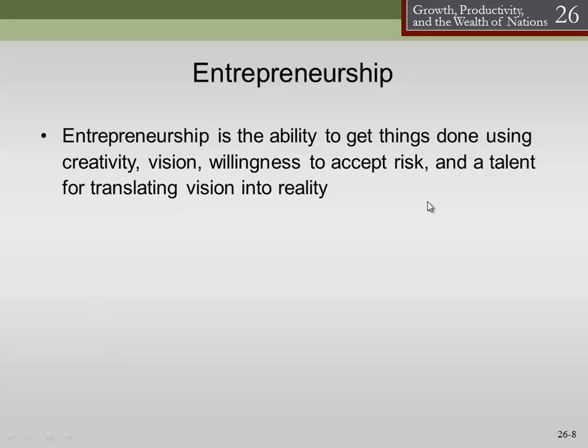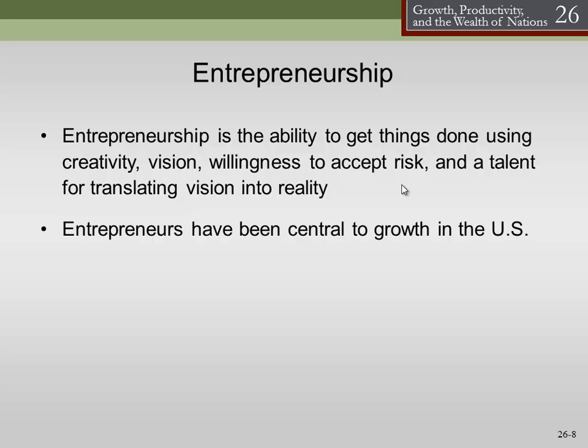One of this ability is to get things done without structure, without someone telling you you have to do this. All right, you have to tell yourself to do this. Willingness to accept risk. Undertaking a business is a much riskier thing than being an employee and working for someone else. All right? And finally, you really have to have this talent for turning this vision into reality, because essentially you're going from nothing into something.